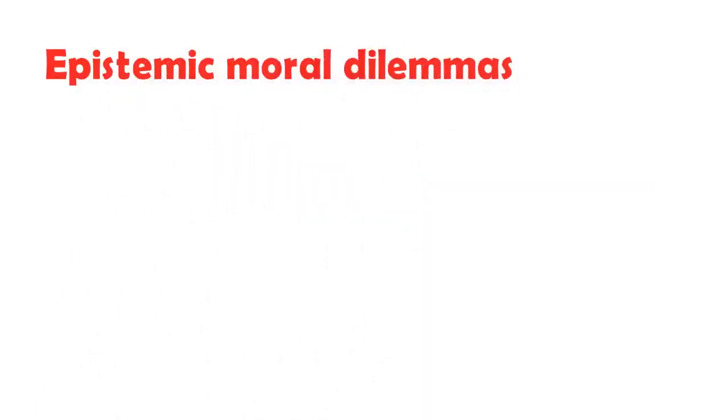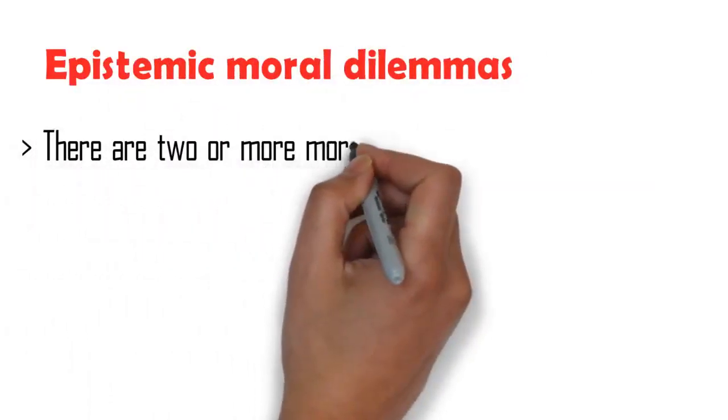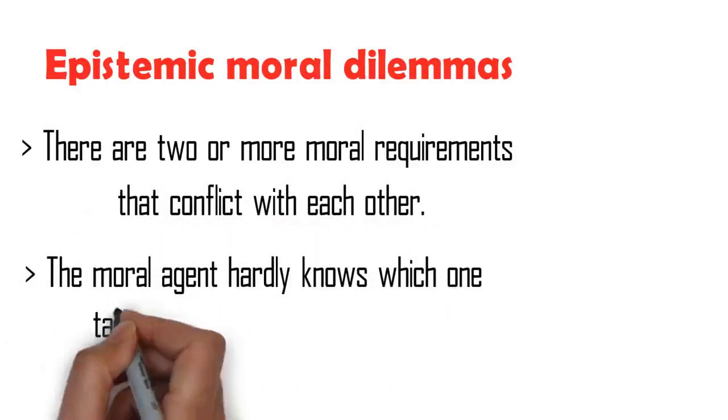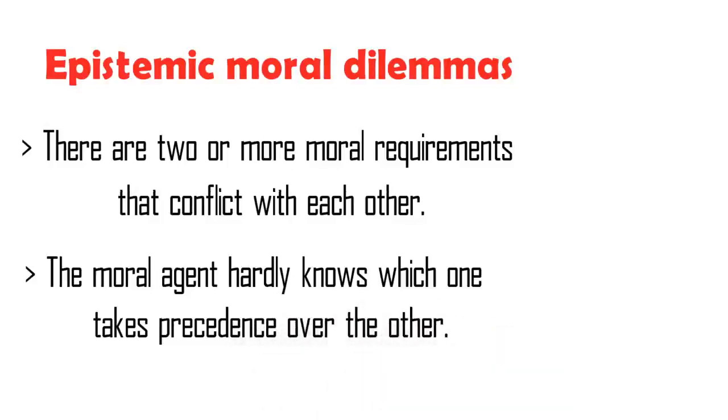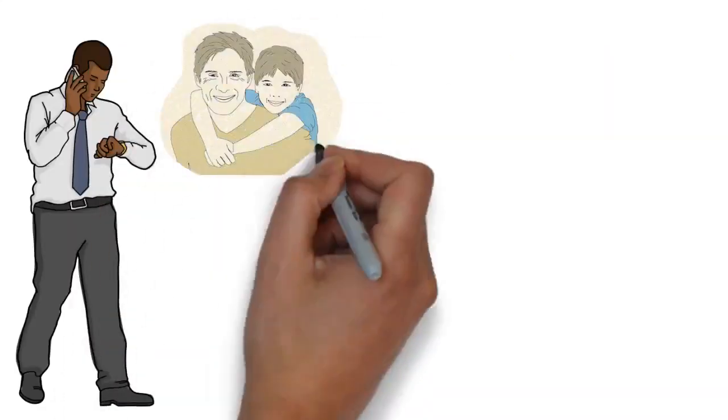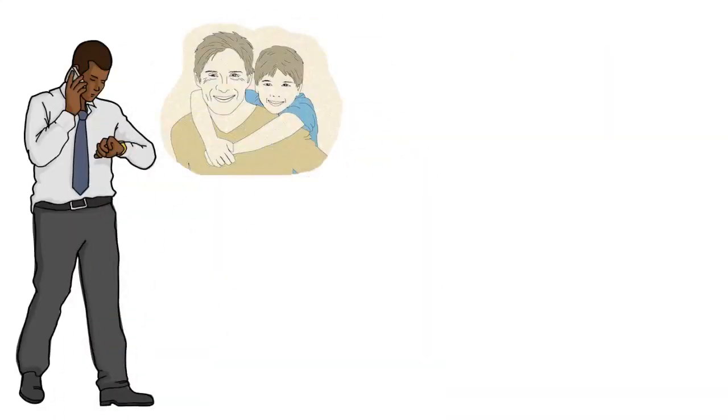Epistemic moral dilemmas involve situations wherein two or more moral requirements conflict with each other, and the moral agent hardly knows which of the conflicting moral requirements takes precedence over the other. In other words, the moral agent here does not know which option is morally right or wrong. For instance, I ought to honor my promise to my son to be home early, but on my way home I saw a sick old man who needs to be brought to the hospital. Where does my actual duty lie?